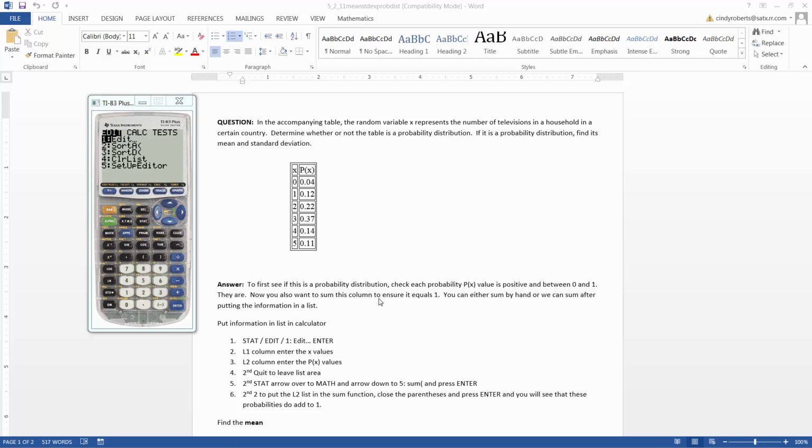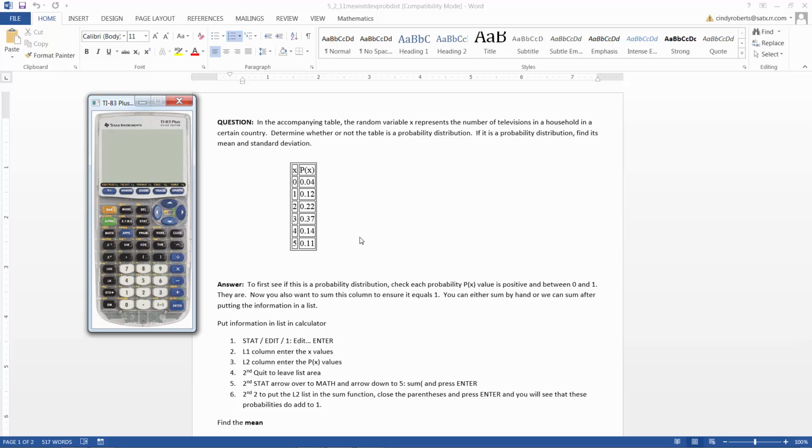All right, let's look at a table that's given to us where we have a random variable x that represents the number of televisions in a household. So we can see 0, 1, 2, 3, 4, 5, and given the probability that they don't have a television, they have one television, and so on. So the probabilities. And we want to find the mean and the standard deviation.